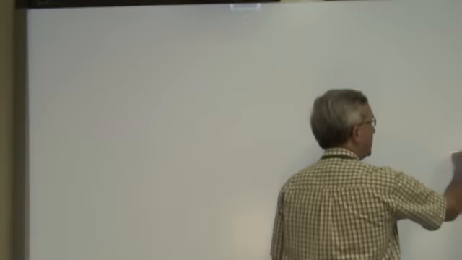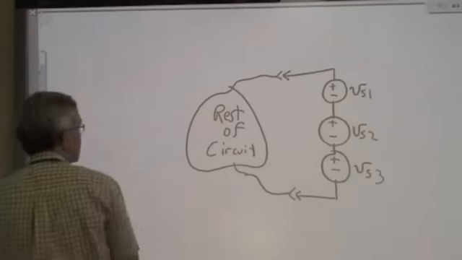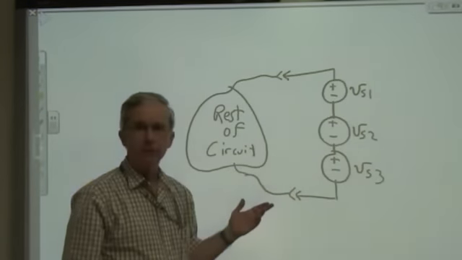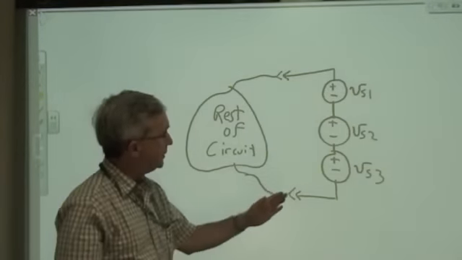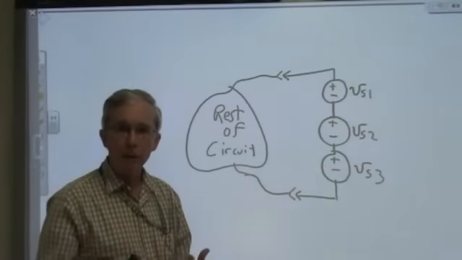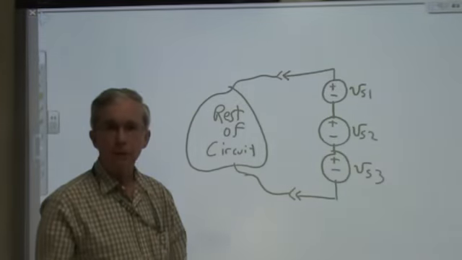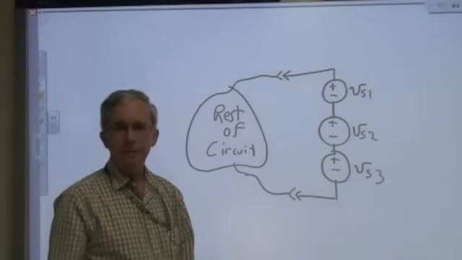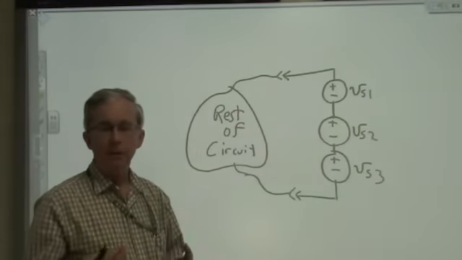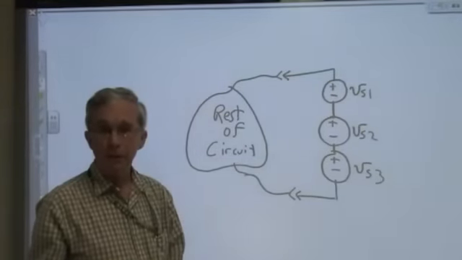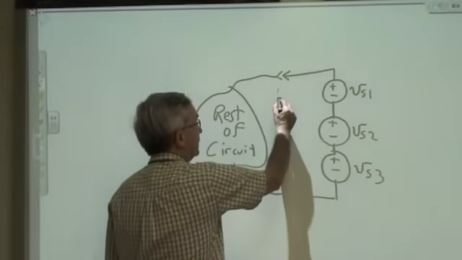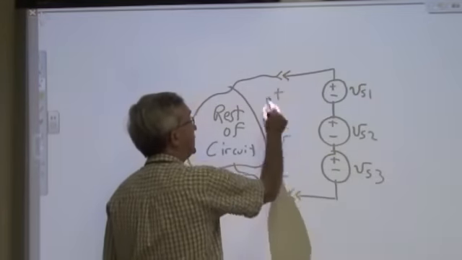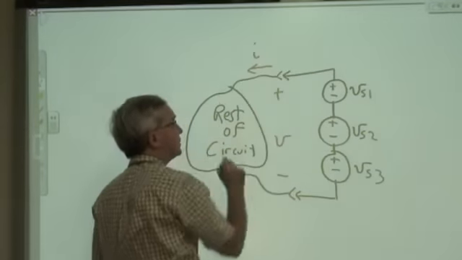So on the board here we have a rest of the circuit connected to 3 voltage sources in series. Our claim will be that we can replace those 3 separate voltage sources by one equivalent source whose value is equal to Vs1 plus Vs2 plus Vs3. This may seem intuitive enough, but how would we show that to a skeptic by using element constraints and connection constraints? Well, look at the voltage and current associated with the rest of the circuit.